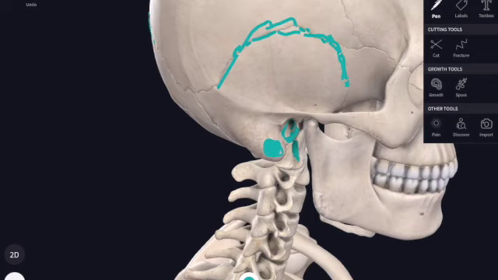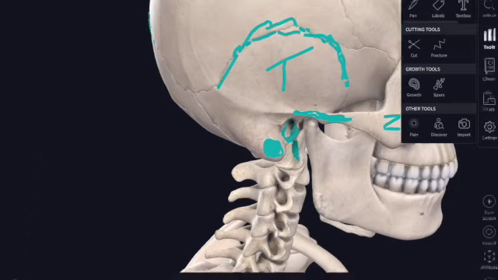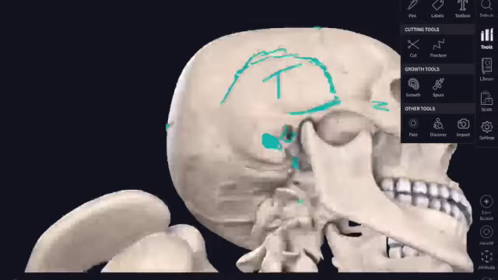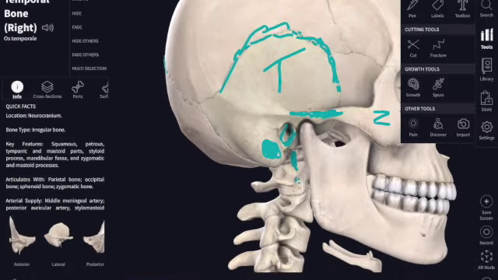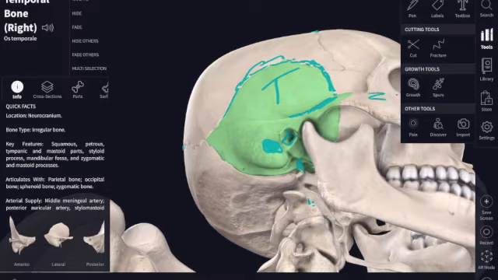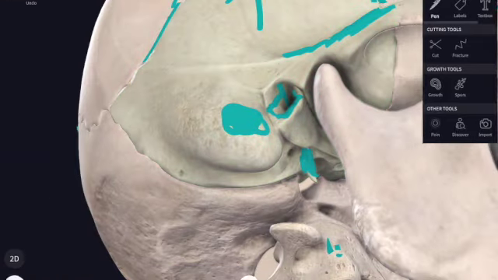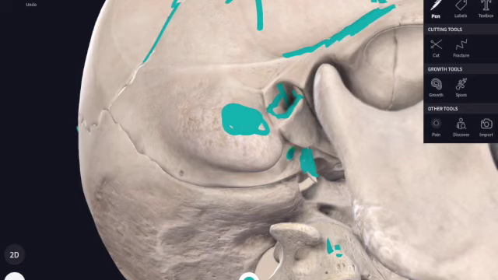So the zygomatic process of the temporal bone. So once again, this right here is the temporal bone. This over here is the zygomatic bone. So the zygomatic process of the temporal bone would be this section right here. This next one is the stylomastoid foramen. So once again, let the words kind of tell you where to look. Got the mastoid process on this side here, and we've got that pointy styloid process. So if you look right in the middle, you'll have this foramen. And that would be the stylomastoid foramen.